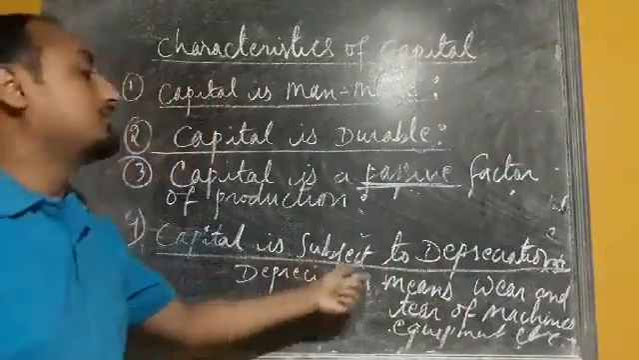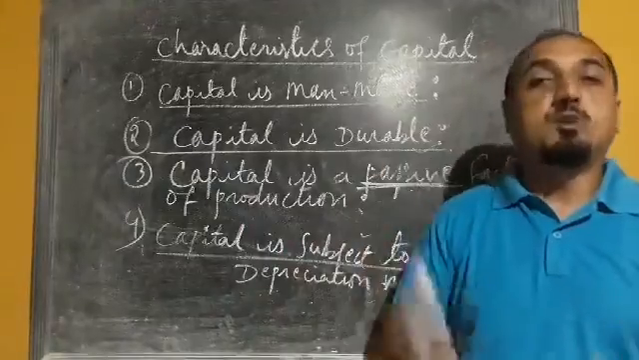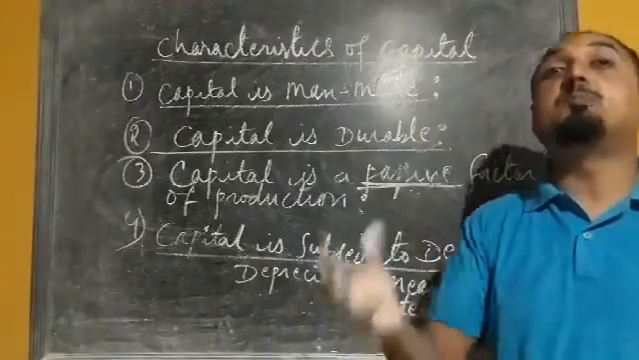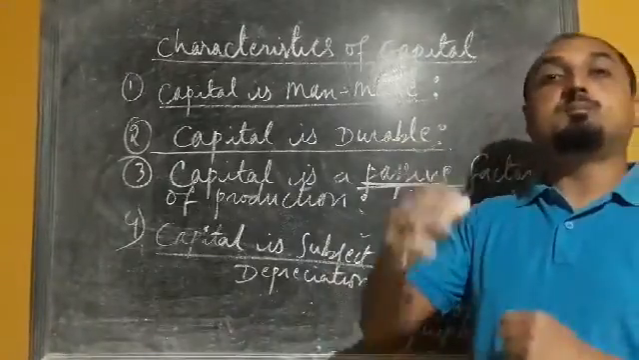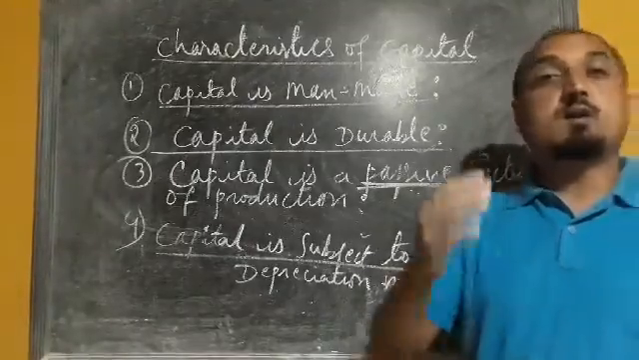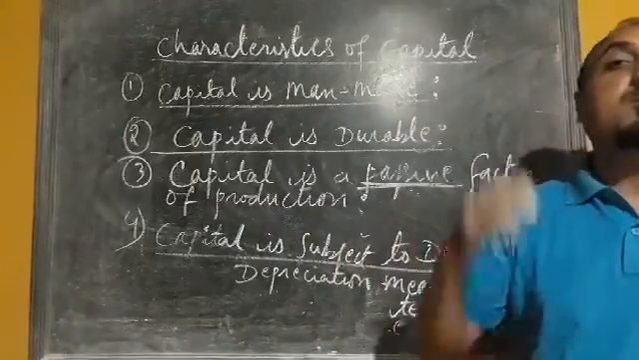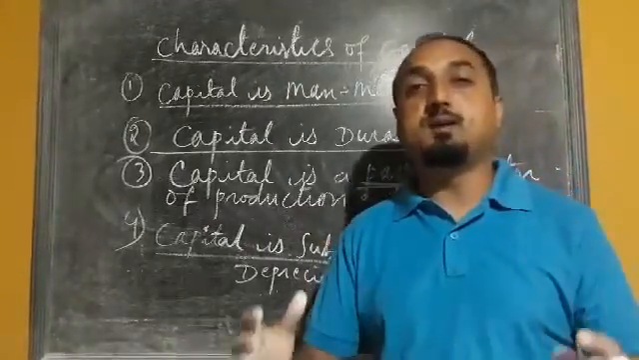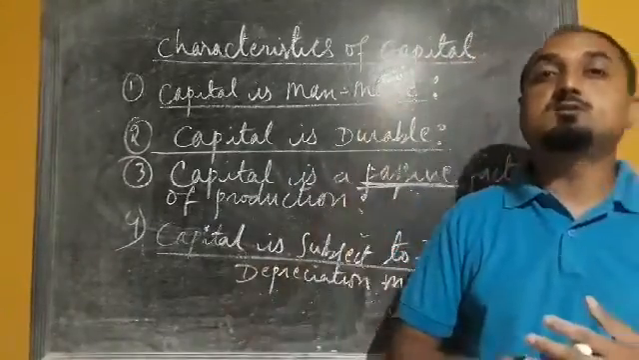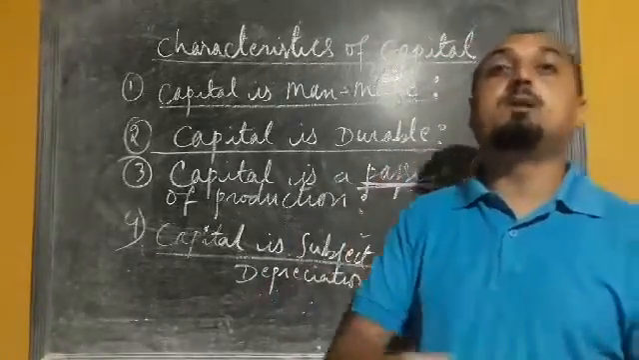So capital is subject to depreciation means whatever the machinery, equipments, capital, when we are using in the production process, after some time period we have to replace some of the parts, or sometimes we have to replace the whole machine. So that is called depreciation. Wear and tear of machinery, equipments is called depreciation. So whenever we are using any machinery, equipments in the production process, after some time, some parts may get damaged. So once it gets damaged, we have to replace that part.